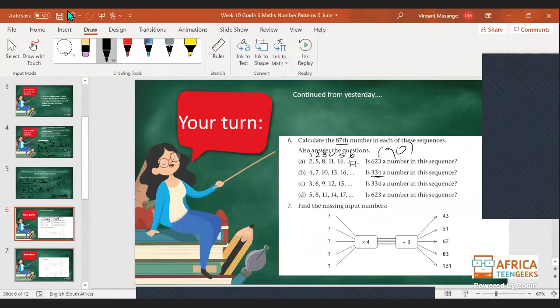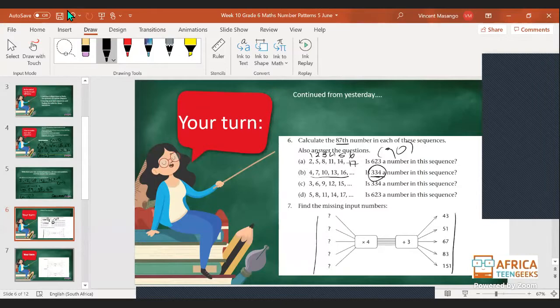Right. So this over here will not be a number in this sequence. Okay, so for time, I'm just going to push a little bit. So I'm going to leave the other two. Right, let's look at these ones.